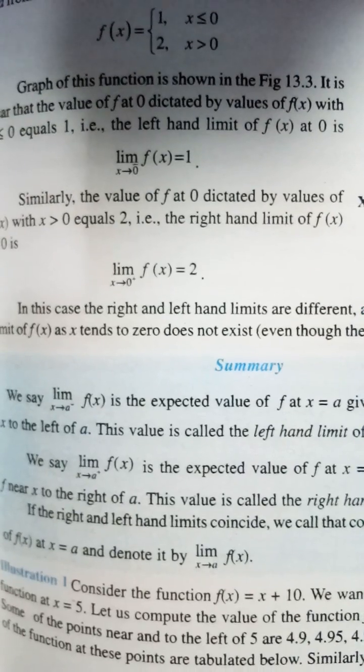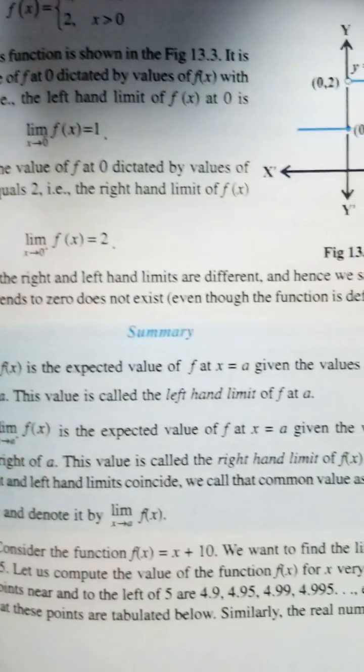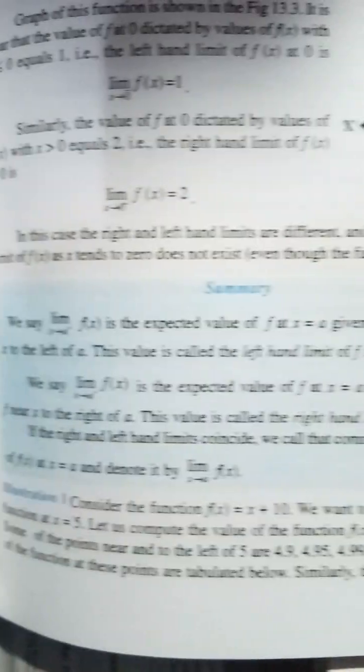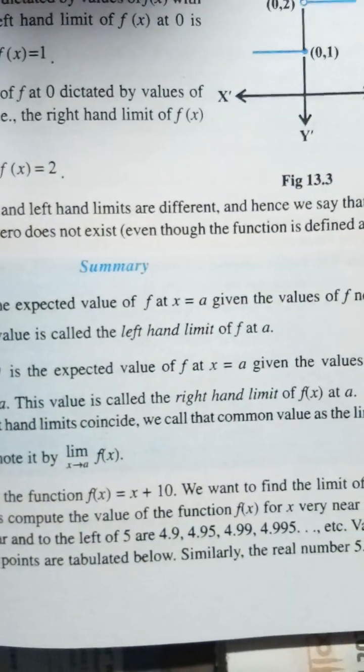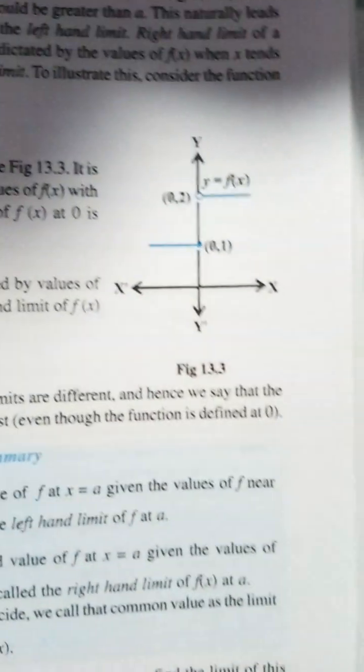In this case, the right and left hand limits are different, and hence we say that the limit of f(x) as x tends to 0 does not exist, even though the function is defined at 0.